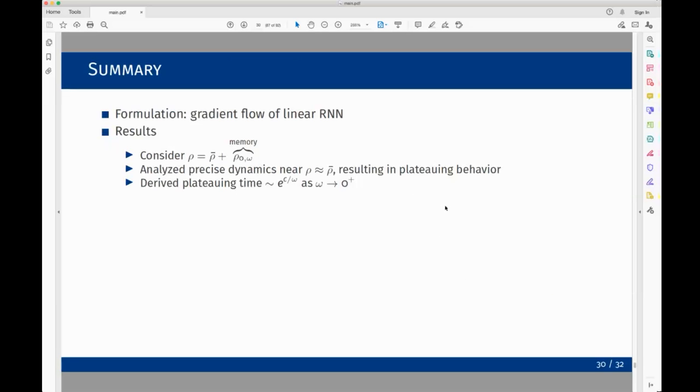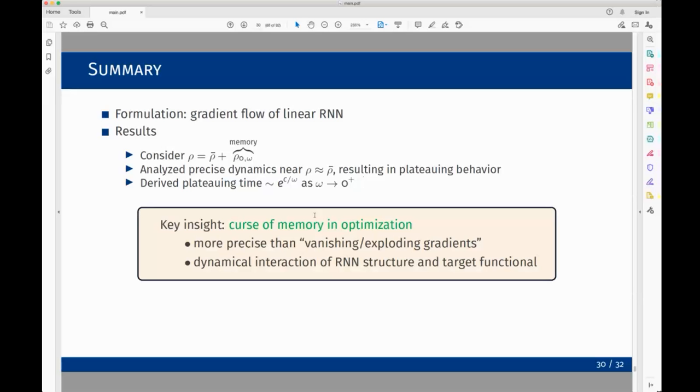So I will wrap up my results quickly. In summary, in this optimization part, we analyze the gradient flow of linear recurrent neural networks, and in the setting of rho consisting of rho bar and a long memory part, we can analyze precisely the dynamics near rho approximating rho bar. We can observe the plateauing phenomena, and derive that the plateau time is on the order of c to the power of c over omega. So this gives us the curse of memory.